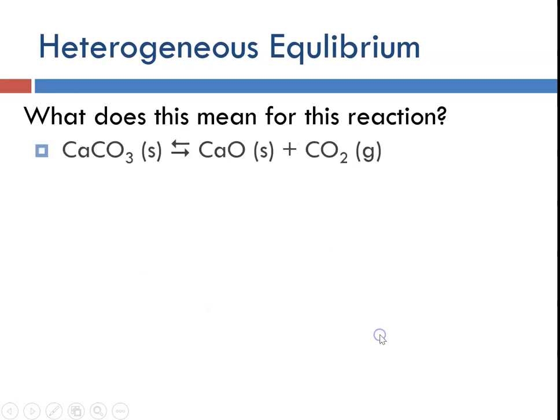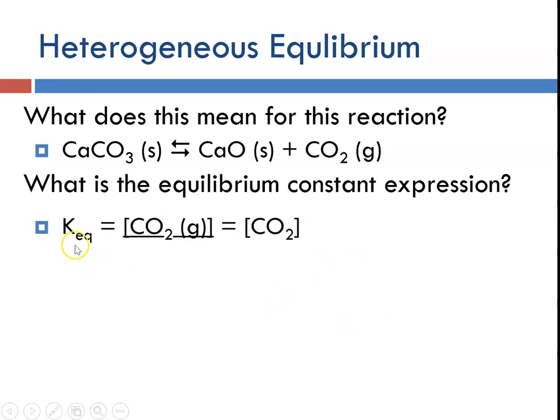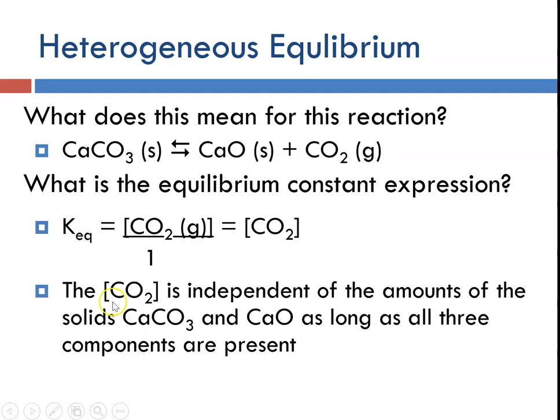So what does this mean for this next reaction? We have calcium carbonate solid at equilibrium with calcium oxide and carbon dioxide. This is the decomposition of calcium carbonate. You'll notice this is heterogeneous: solid, solid, gas. So what would be the equilibrium constant expression? It would just be Keq equals the concentration of carbon dioxide, because only the gas would be included in this expression. So the concentration of carbon dioxide is independent of the amounts of calcium carbonate and calcium oxide, as long as all three components are present.